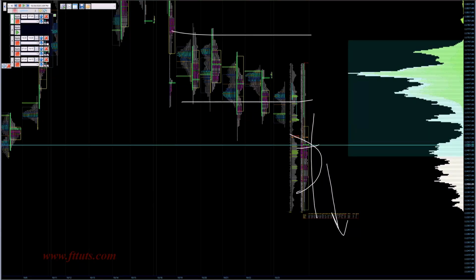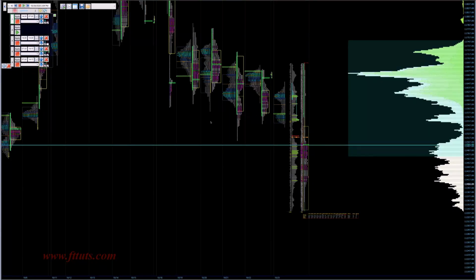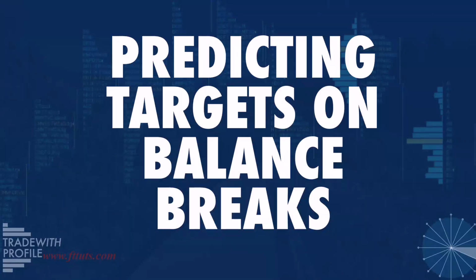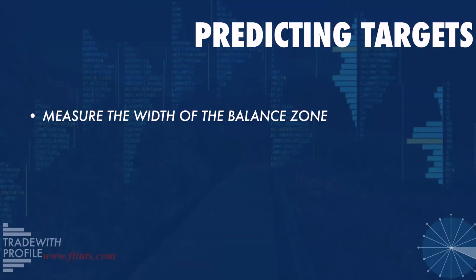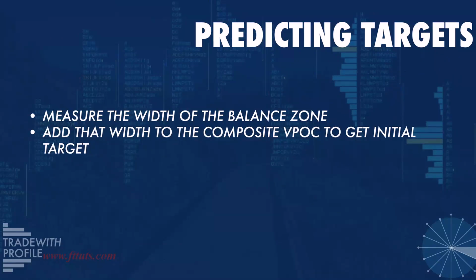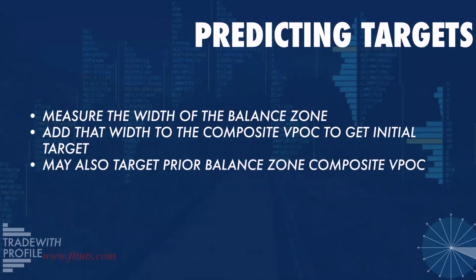Now, when you have a break from balance, one of the questions is, if I'm answering the 4 questions, how do I predict targets on balance breaks? Well, one is to measure the width of the balance range, add that width to the composite volume point of control to get an initial target, and that target might also be a prior balance zone composite volume point of control. What do I mean by that?